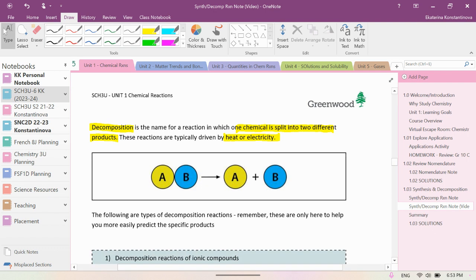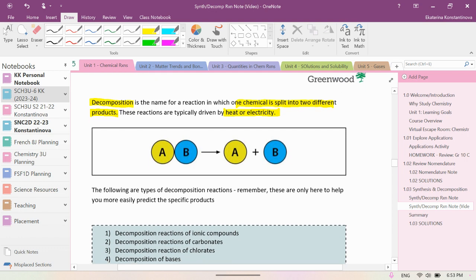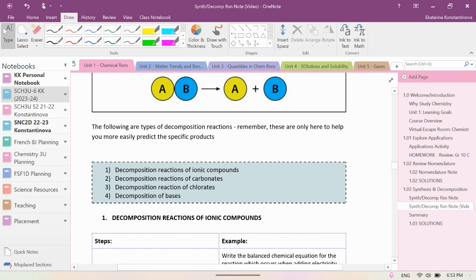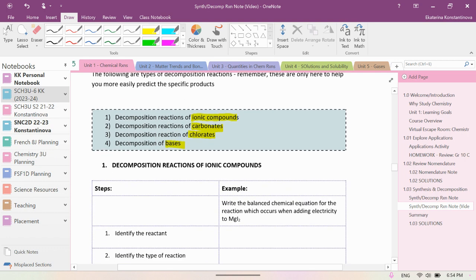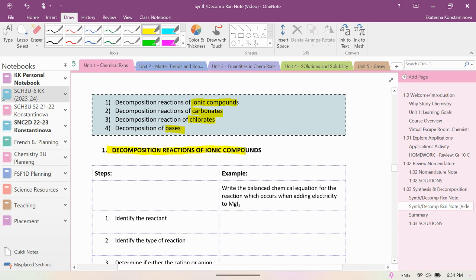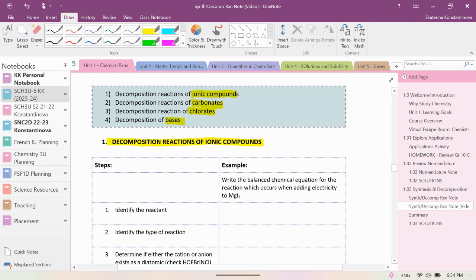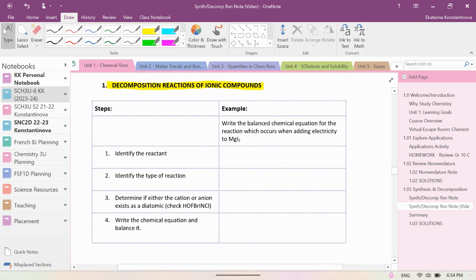Last year you simply had compounds splitting into their elements. Now we're going to get a little bit more challenged. So the following are types of decomposition reactions. Remember, these are only here to help you more easily predict the specific products. They're still decomposition reactions. We are just breaking them up into a couple of categories: decomposition of ionic compounds, decomposition of carbonates, decomposition of chlorates, and decomposition of bases. So let's take a look at each. First, decomposition reaction of ionic compounds. This is what you did last year.